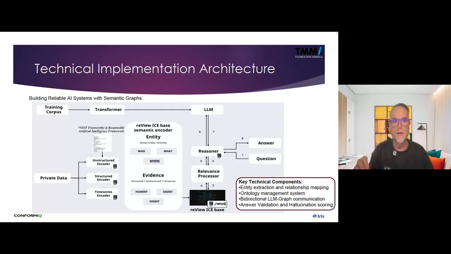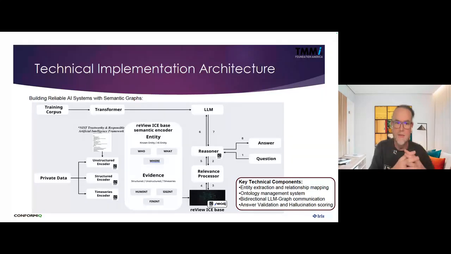Rather than simply connecting an LLM to a retrieval system, we've created a bidirectional ecosystem where a graph acts as both a knowledge source and a verification mechanism. Starting on the left, you can see how private data flows through our specialized encoders for different types of information. We have an unstructured encoder, a structured encoder, a time series encoder. This multimodal approach ensures that we can capture all the data types that exist in an enterprise environment, not just text or not just structured information.